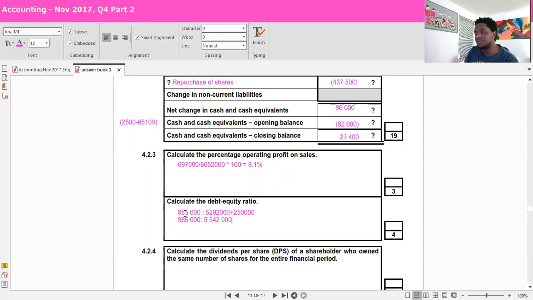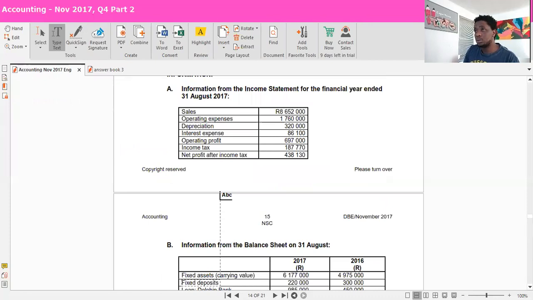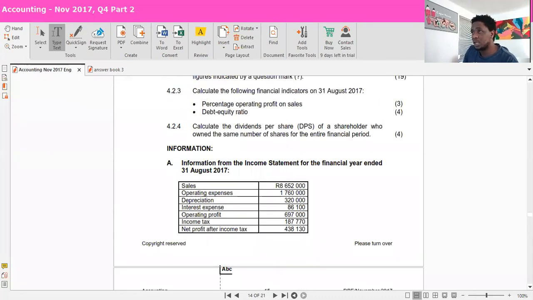When we add all of that, we get 5,542,000, and then we divide both sides by 5,542,000, and we end up with 0.2 is to 1. Cool. And that's basically what the debt to equity ratio is: 0.2 is to 1.